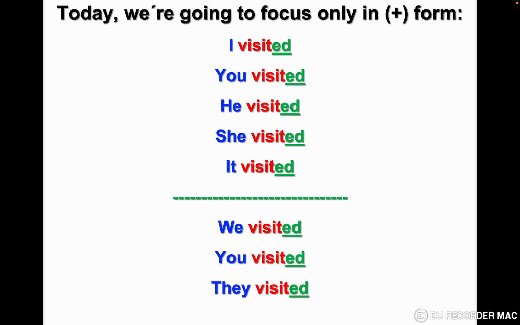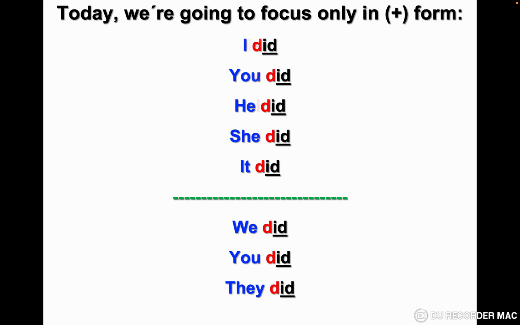So I visited is positive. Negative, I didn't visit. So we cannot say I didn't visited. No, it's not correct. That's why remember that the past is just in the positive form. I visited. You visited. He visited. She visited. It visited. We visited. You visited. They visited. Let's continue.